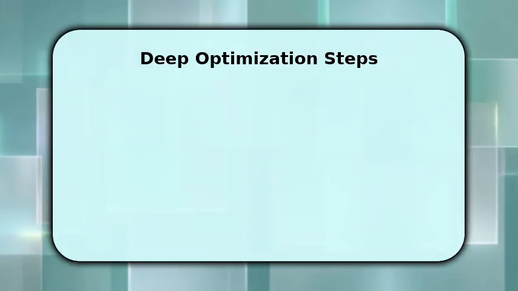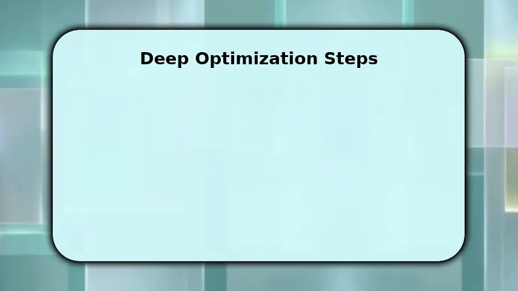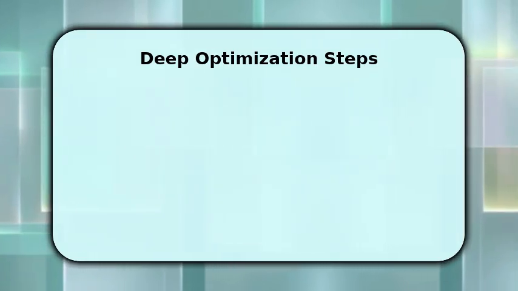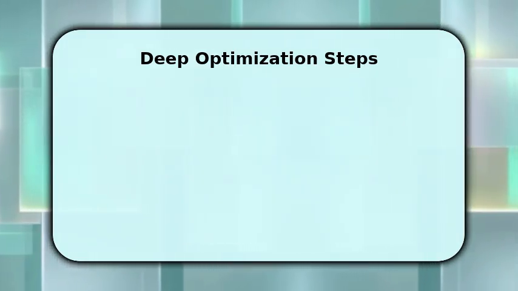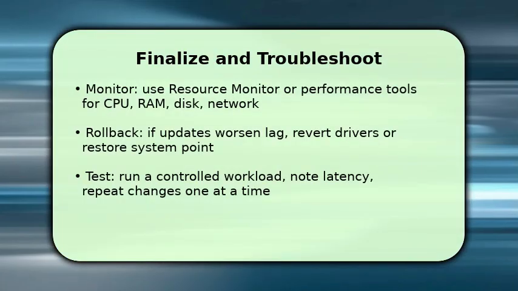Also manage storage. Trim SSDs and free 10 to 20% of disk space to avoid slow I/O spikes. Defragment HDDs if applicable. Once these are applied, measure performance to confirm which issues remain. You finish by validating and protecting your improvements.